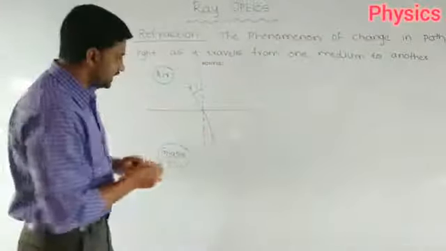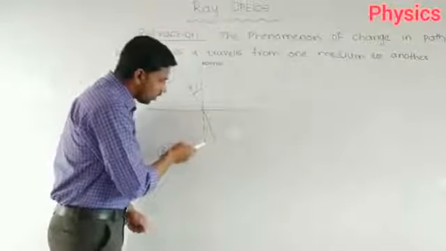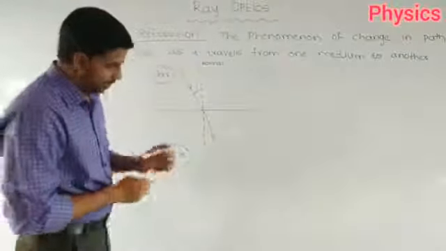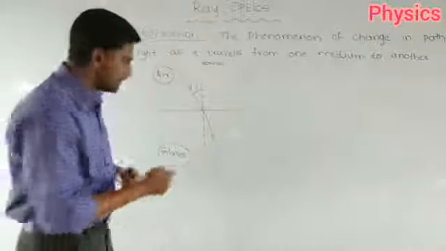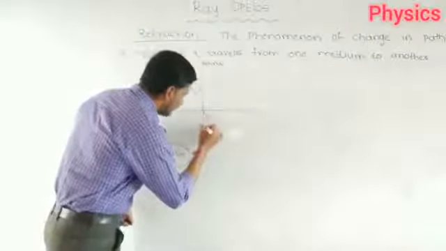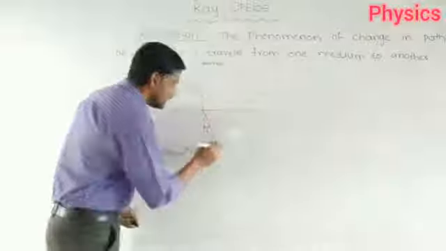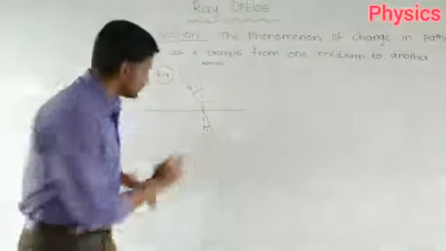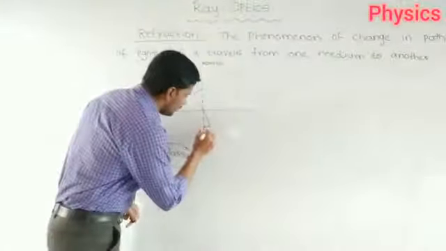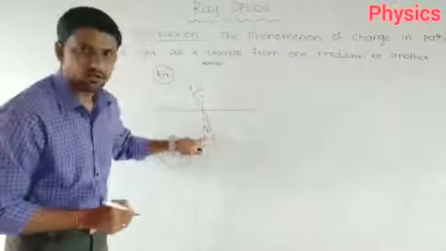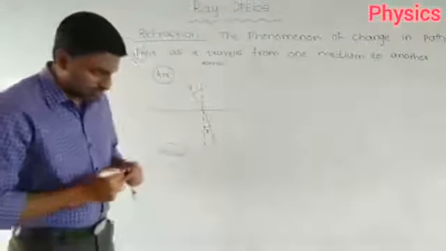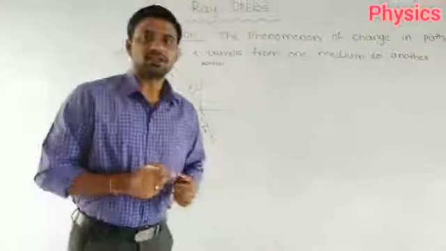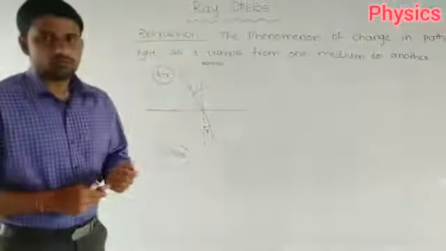So now there is an angle between the normal and refracted ray. This ray which bends in another medium is called the refracted ray, and the angle between the normal and that refracted ray is called the angle of refraction. Sorry, this is the angle of refraction, the angle between the normal and refracted ray. That type of phenomenon of light is called refraction of light.